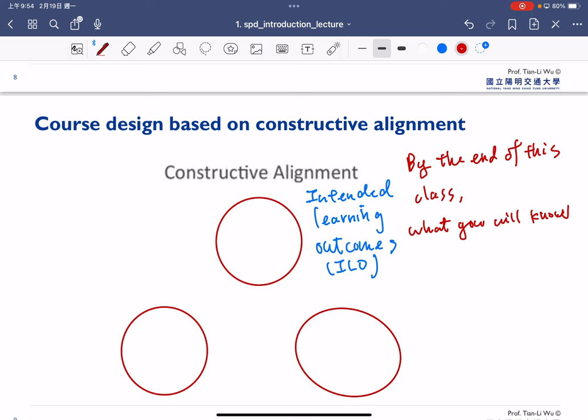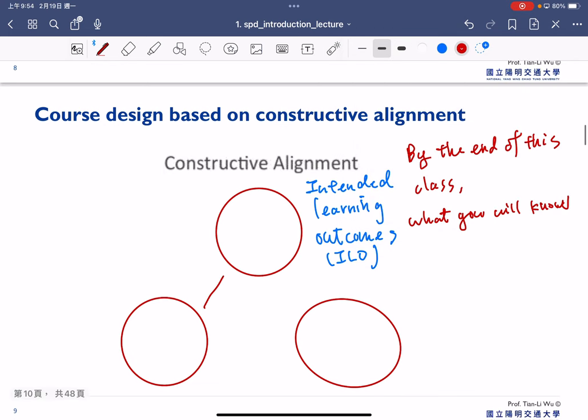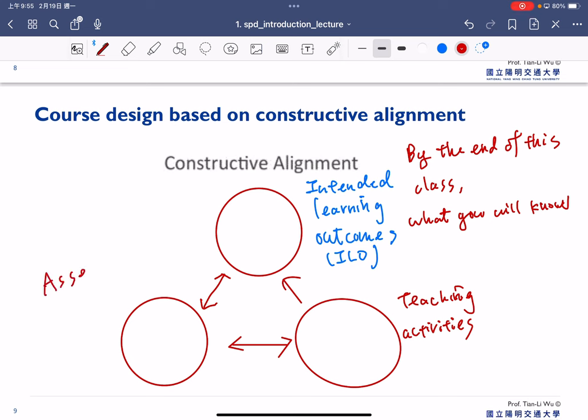And also to help you understand this class and do the evaluation, we will arrange some teaching activities. And also we will have some assignments, assessments, and tests. So we will explain this in detail next.